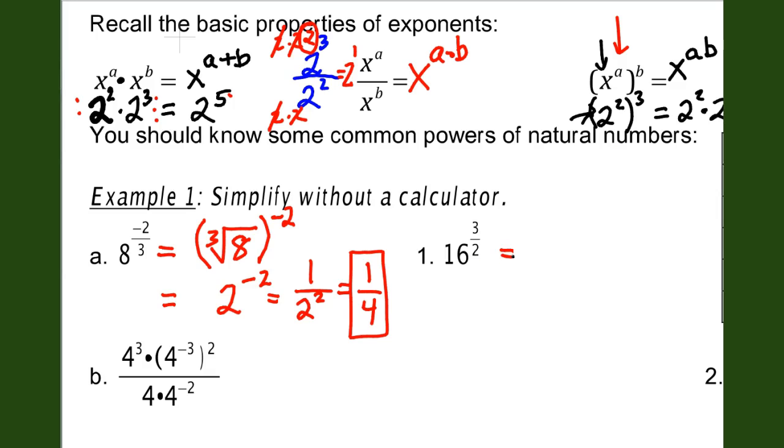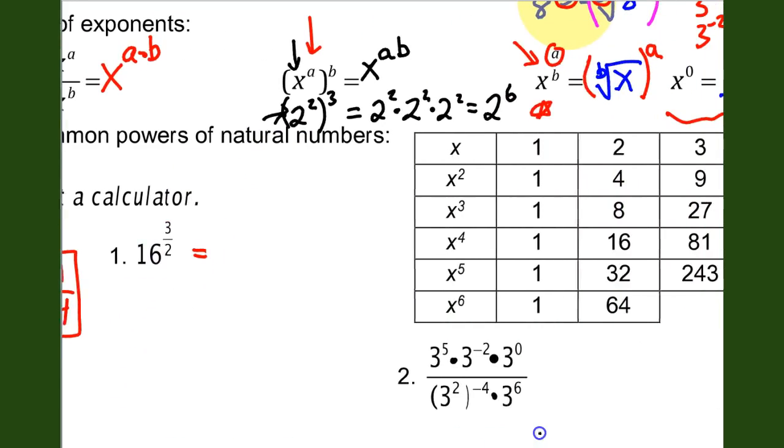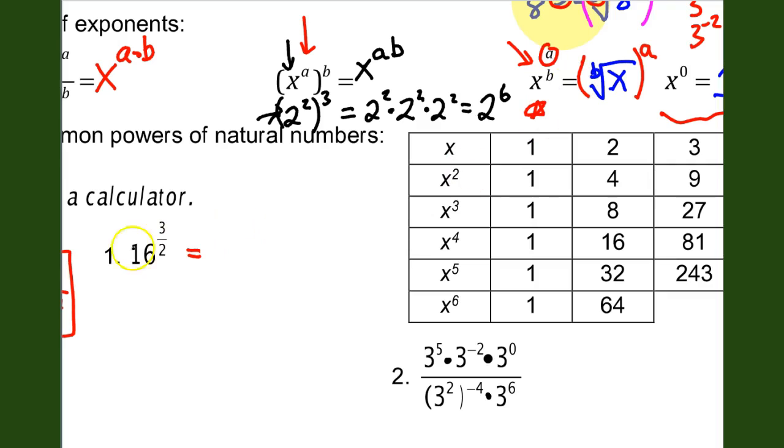All right, give number 1 a shot. It's a little bit easier. There's no negative, so you're just using really one property. Just practicing this one right here. So what would that come out to? Go ahead and get an answer, show all the work, check with someone next to you just to verify, make sure it comes out to what you think it should be.